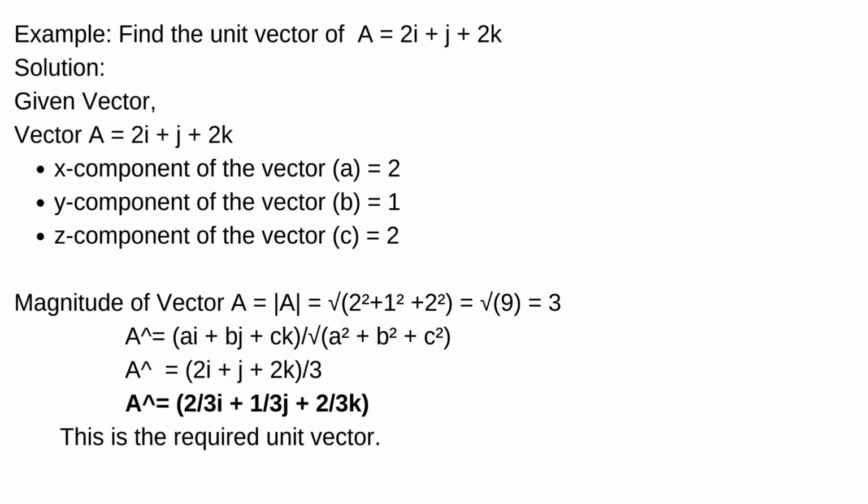Example: find the unit vector of A = 2i + j + 2k. Solution: given vector A = 2i + j + 2k. The x component of the vector, A_x, is equal to 2, the y component, A_y, is equal to 1, and the z component, A_z, is equal to 2.